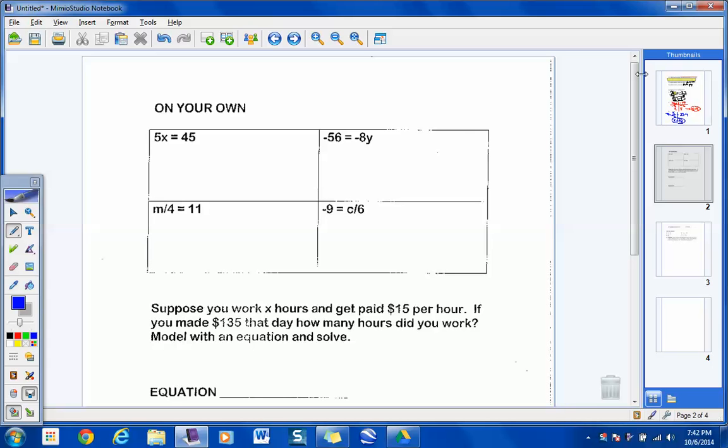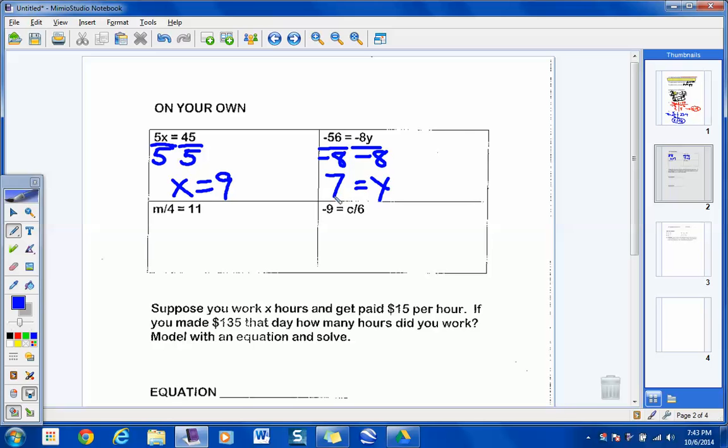Okay, you should be back now. First one says 5 times x. I'll divide both sides by 5. I end up with x is equal to 9 when I do that. All right, second one, divide by -8 both sides, and you end up with y is equal to negative divided by negative is positive, so 7.